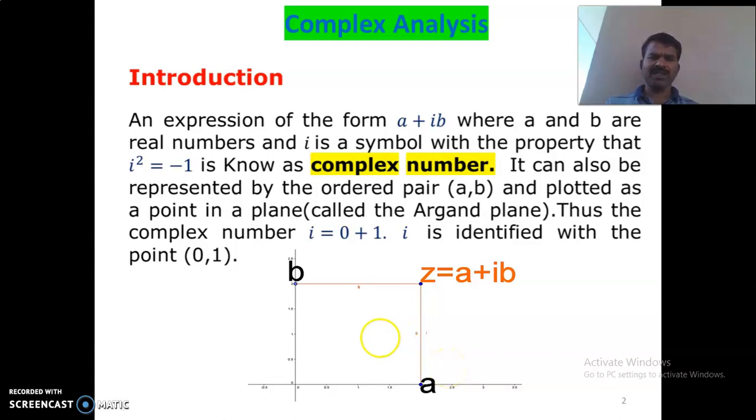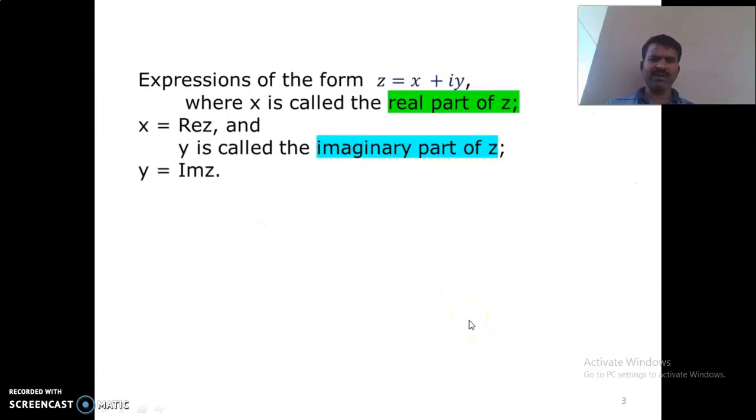Thus the complex number i equals 0 plus 1, that is, i is identified with the point (0, 1), where a is represented on the x-axis and b is represented on the imaginary axis. So this is how the complex number can be represented in the Argand plane or complex plane, like this. Then we shall see how to represent the complex variable.